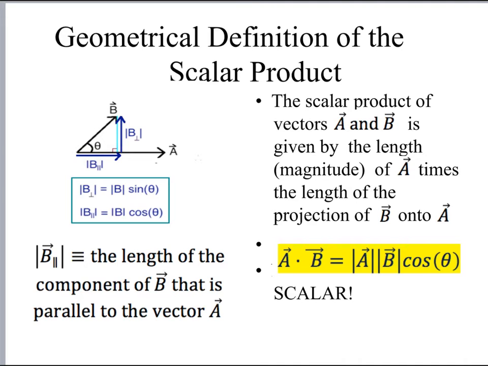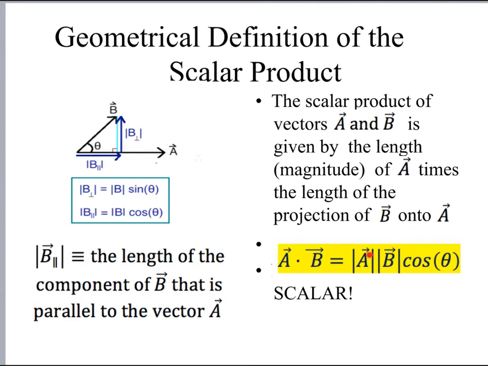So what we can say is simply the scalar product is the length of A times the length of B parallel. And since B parallel is equal to B cosine of theta, we can say that A dot B, the scalar product of the A vector with the B vector, is going to be equal to the A vector magnitude, the length of A, the whole length of A, times the length of B parallel, which is B cosine of theta.